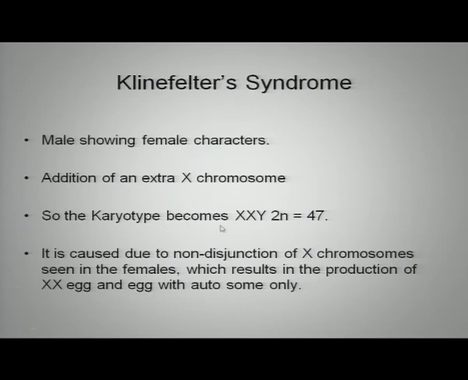So, the karyotype of this particular individual is XXY. Again 2n is equal to 46 plus 1, 47. One X chromosome is added here to the normal diploid chromosome content. So, it is XXY, 2n equals 47. Again, it is an example of aneuploidy, where we can see one X chromosome is added. So, again the reason is non-disjunction of X chromosomes seen in the female individuals. So, I will show you the case here.